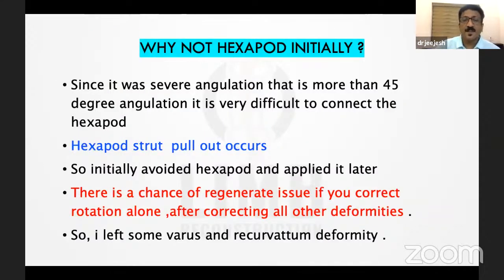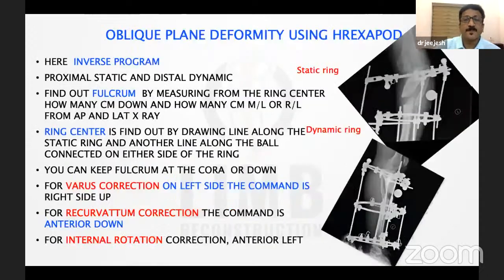So as I told, why not X-support initially? I already told the reason, and another reason I noticed was that there is a chance of regenerate issues if you correct the rotation. If I do all the correction with the Ilizarov and then do only the rotational correction with the X-support, there's a chance of regenerate issues you can expect. So I thought of leaving some residual deformities there plus the rotational deformity. So I partially corrected, then applied the X-support. The XSS system was what was available at that time. So this was the planning.